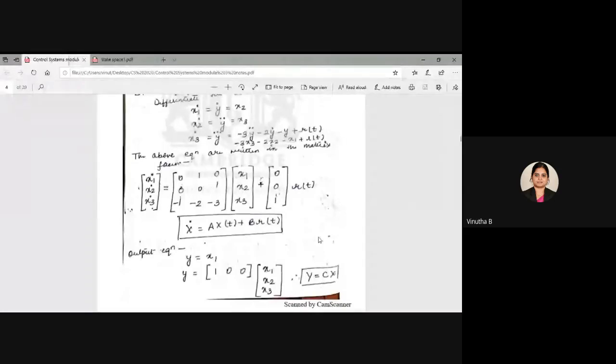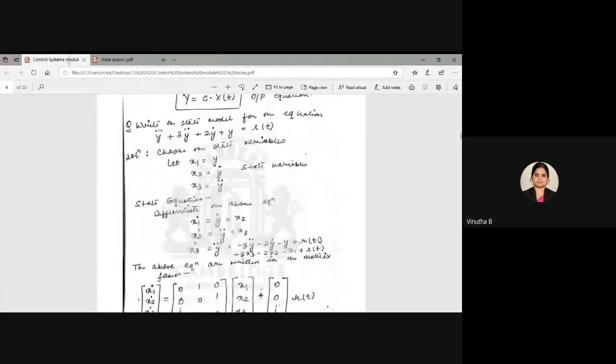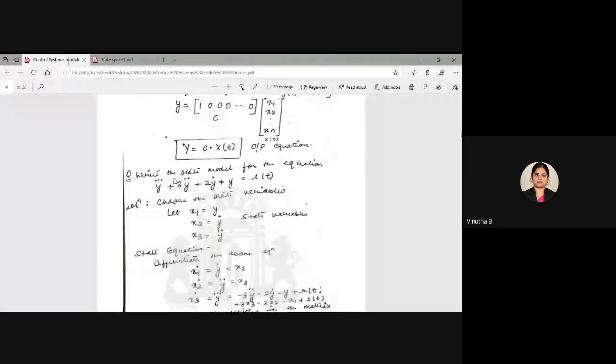So I'll just summarize this problem once again. We have to write the state model. State model means you have to write down the input equation and the output equation. This is how the equation is given in terms of y and t. I will write it in terms of x, because we have the input equation which talks about x bar. First you have to write down the state variables. So assign y with x1, y bar with x2, y double bar with x3.